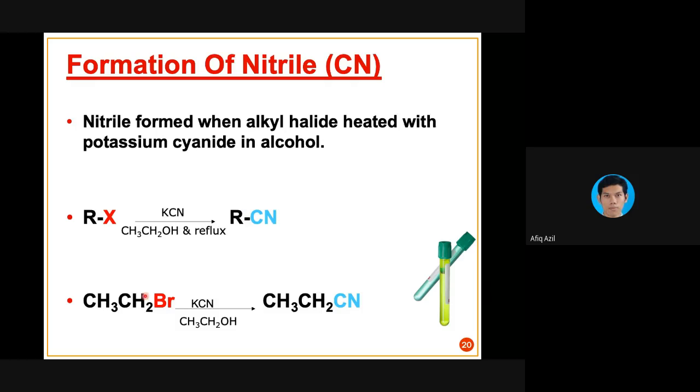Example, bromoethane. Okay, then you have this potassium cyanide in the presence of alcohol. So this is ethanol. You will get your nitrile over here. CH3, CH2, C triple bond N.